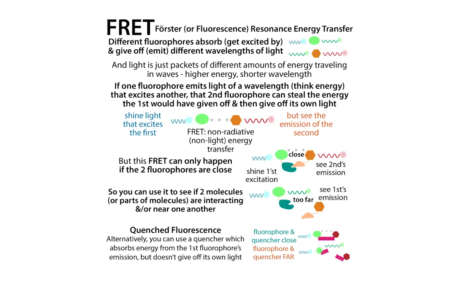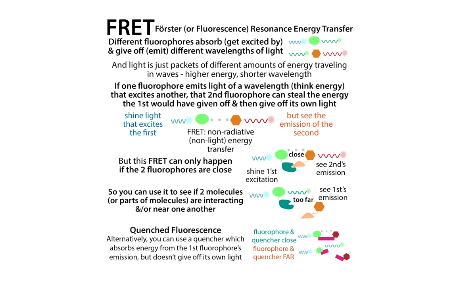So it's kind of the opposite situation there, because with quench fluorescence, the second molecule doesn't give off light, it just takes it. So with normal FRET, you want to look and see which wavelength light you're seeing. If you're seeing the emission of the first molecule, then they're going to be far apart. If you're seeing the emission of the second molecule, they're going to be close together. With quench fluorescence, if they're close together, you won't see any light if you shine light that excites the first. But if they're far apart, you will see the light that the first gives off.